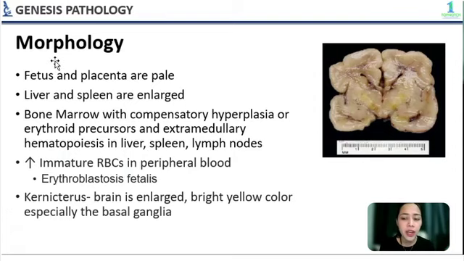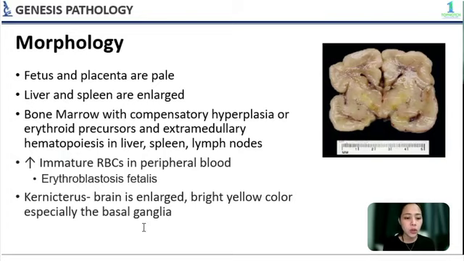Okay? So, if the hydrops is associated with fetal anemia, the fetus and placenta can appear pale, the liver and spleen are enlarged because of congestion, and the bone marrow demonstrates compensatory hyperplasia of the RBC precursors as a response to the anemia. Moreover, extramedullary hematopoiesis, meaning outside of the bone marrow, meron tayong mga RBC production, no, can occur in liver, spleen, and lymph nodes. Again, as a compensation. So, the increase in the number of immature RBCs in the peripheral blood, including mga nucleated RBCs, no, is called erythroblastosis fetalis.